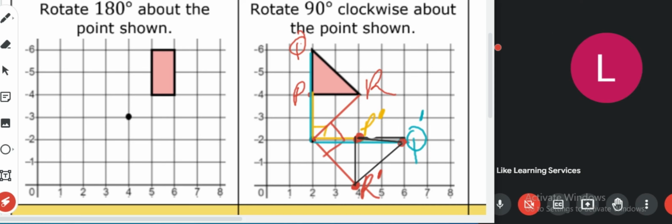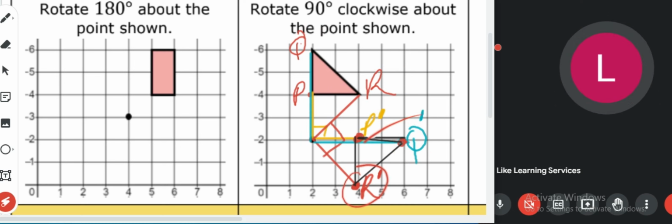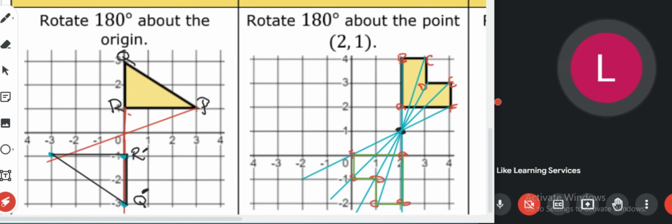As Q is joined to R, you join Q prime to R prime. So this will be the new image. That's how we did that. And this other one was for 180 degrees. You know how to do it. For 180 degrees, you don't need to bother about clockwise or anti-clockwise, because it will give you the same thing.